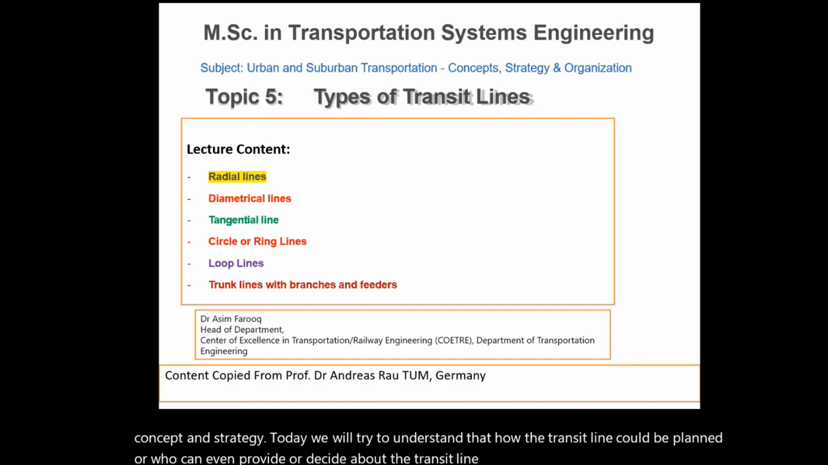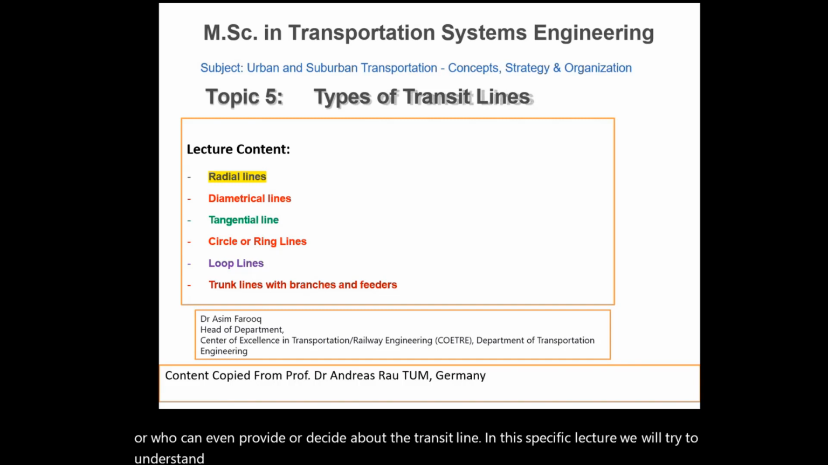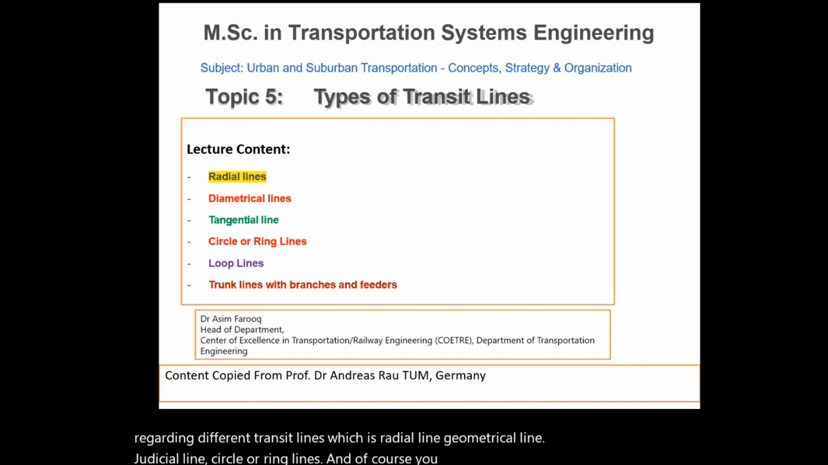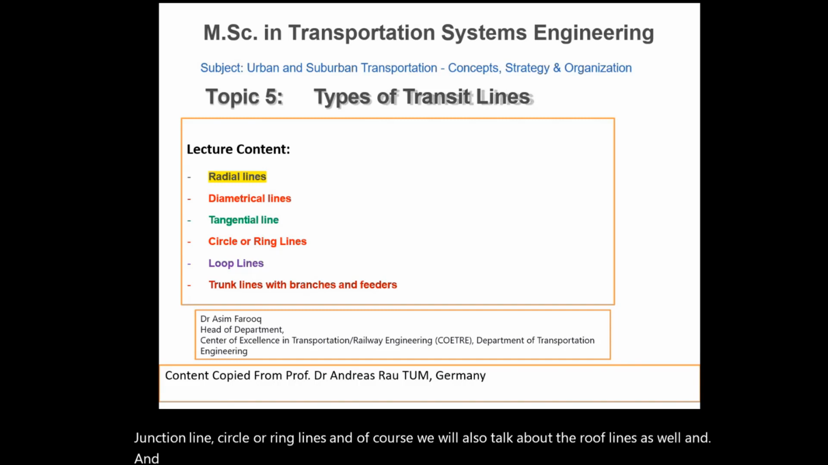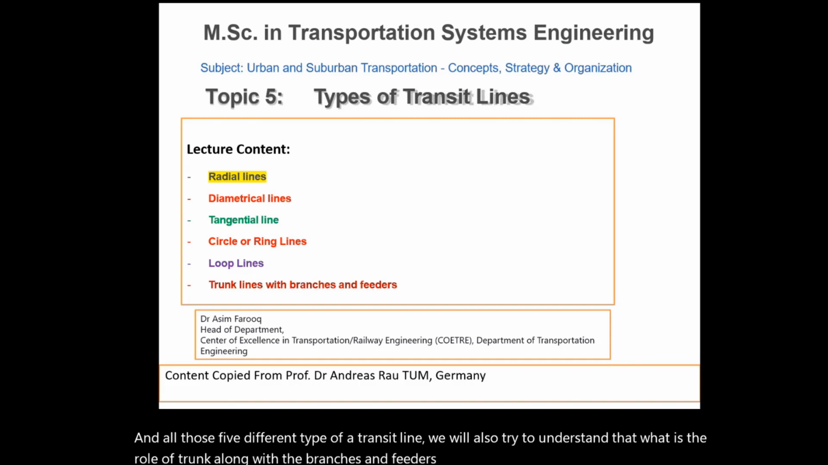In this specific lecture, we will try to understand different transit lines such as radial line, diametrical line, tangential line, circle or ring lines, and of course, we will also talk about the loop lines as well. And in all those five different types of transit line, we will also try to understand what is the role of trunk along with the branches and feeders in those five lines. What is its significance?